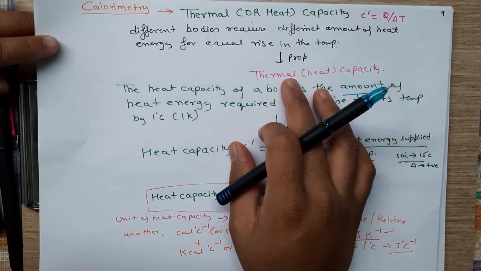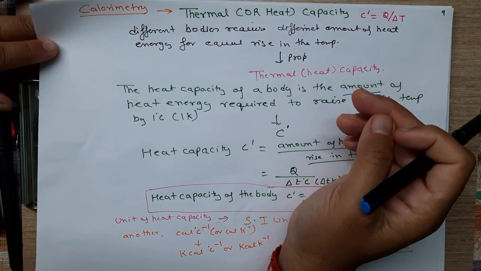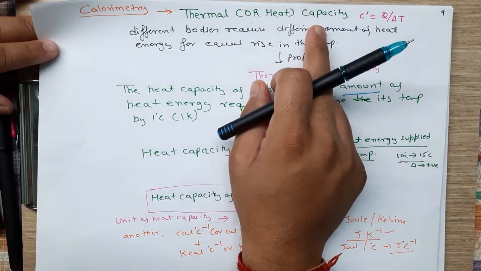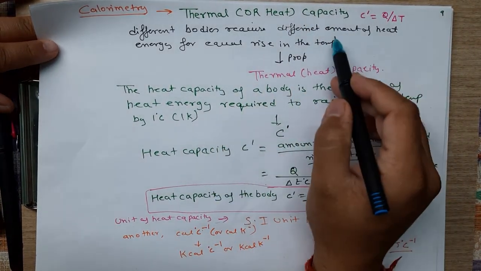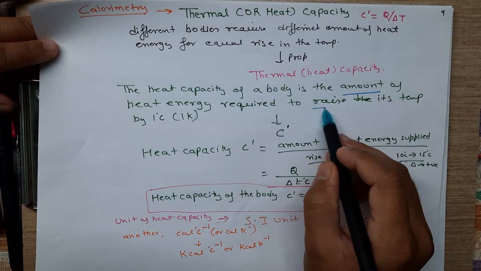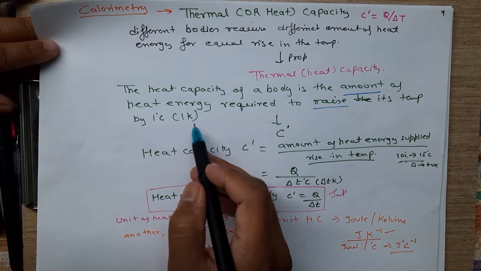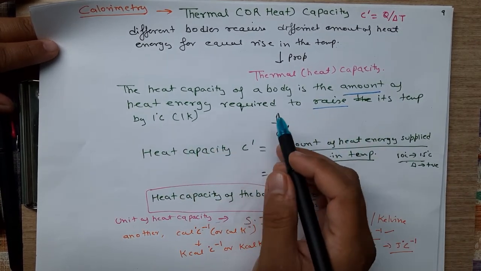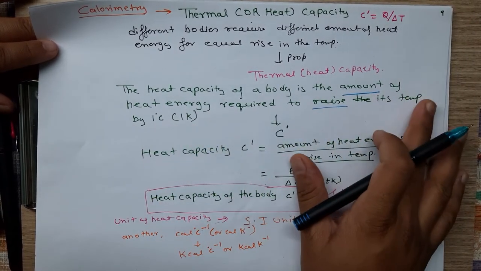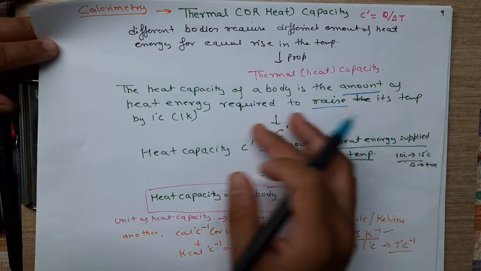So the very first difference is, in case of heat capacity or thermal heat capacity, it is the amount of heat energy required to raise its temperature by 1 degree Celsius or 1 Kelvin, right? So it is just the amount of heat energy required to raise the temperature of the entire body. We are not talking about any unit here.